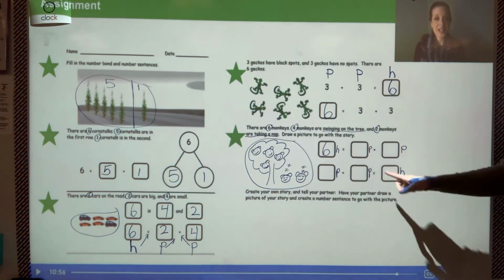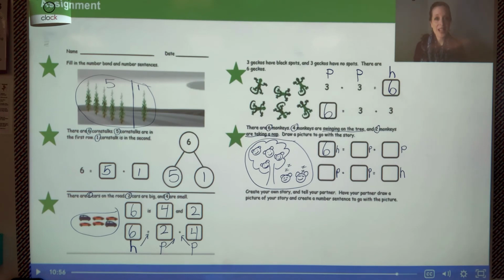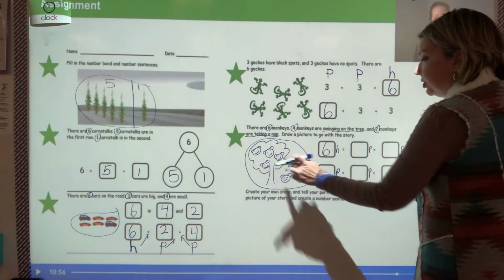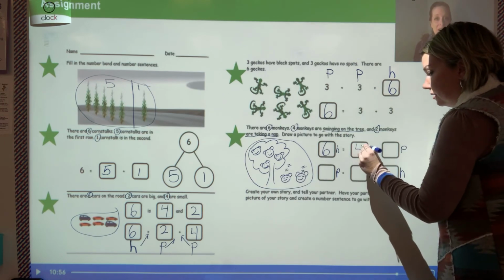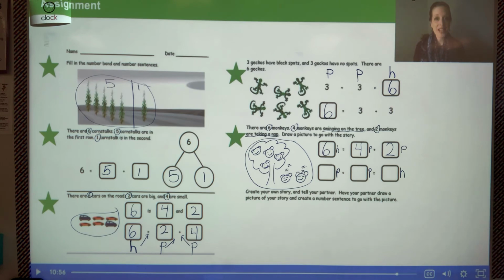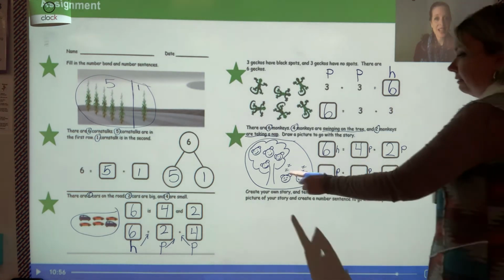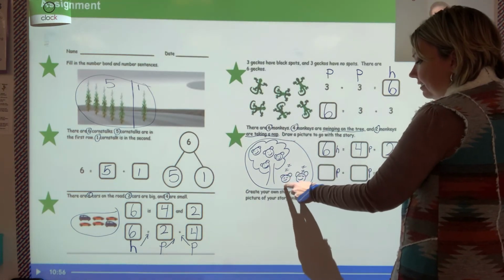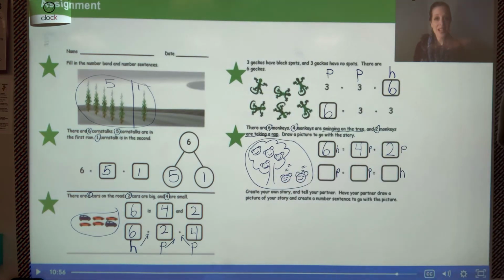What are my 2 parts, Estelle? 4 and 2. Right, the 4 in the tree and the 2 that are napping. We can check that by making sure that 4 and 2 make 6. 4, 5, 6. Okay, I need another friend. Help me fill in this bottom number sentence. Help me do it. How do I do that?